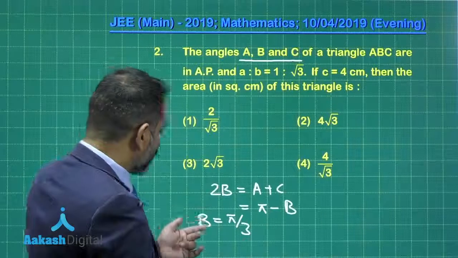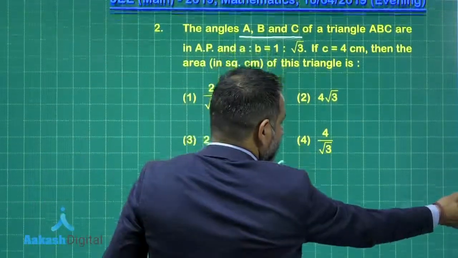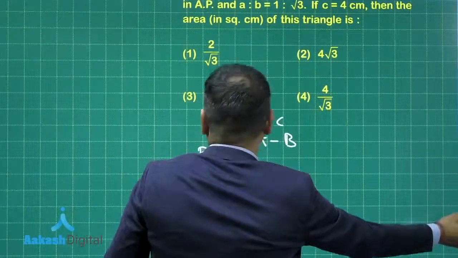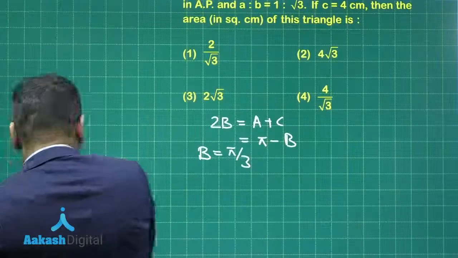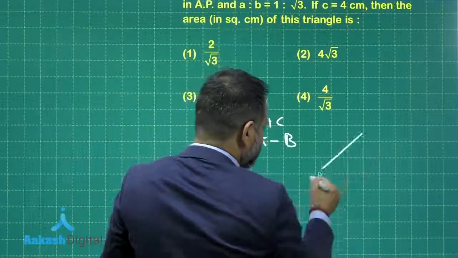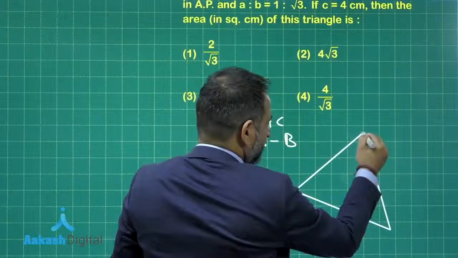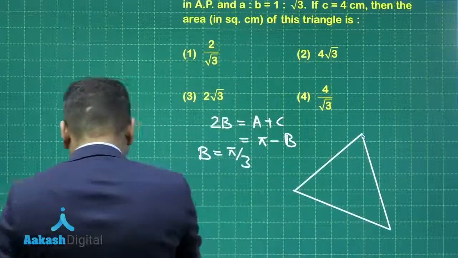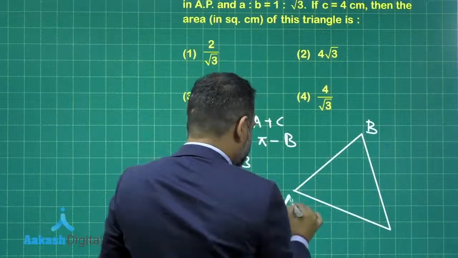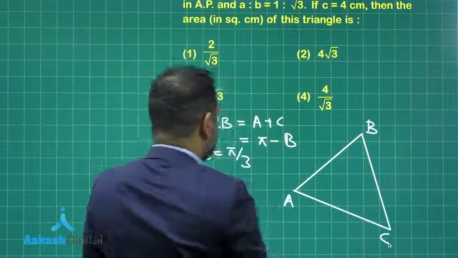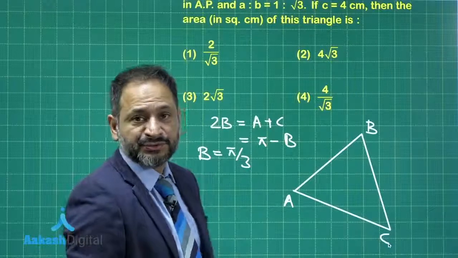So definitely we know the angle B here. Now let us see what is given in the triangle here. It is given that the triangle which is being formed here, let's say this is a triangle, right, and after that we can say this is B, this is A, and this is C. Now it is given that a is to b is 1 is to root 3.